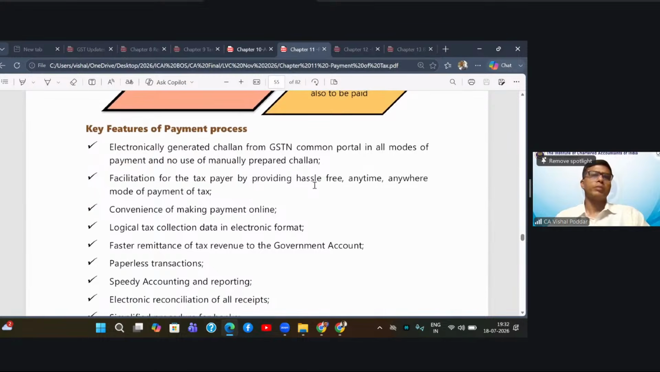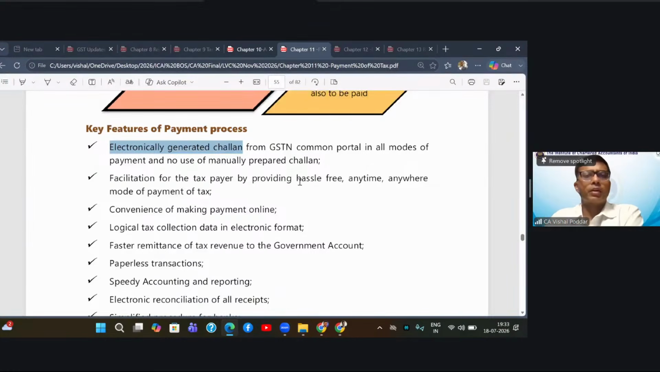Now, what is important about the payment process? Under GST, the entire payment process is electronic. There is no manual system. The first step is you have to generate the e-challan from the portal. Whatever your medium of payment, whether you are making a physical payment by going to the bank and depositing the money, or you are making the payment online, the payment mechanism can be any way, but the challan compulsorily has to be generated electronically.